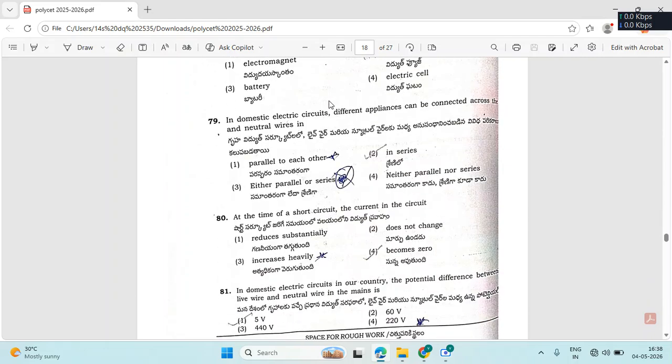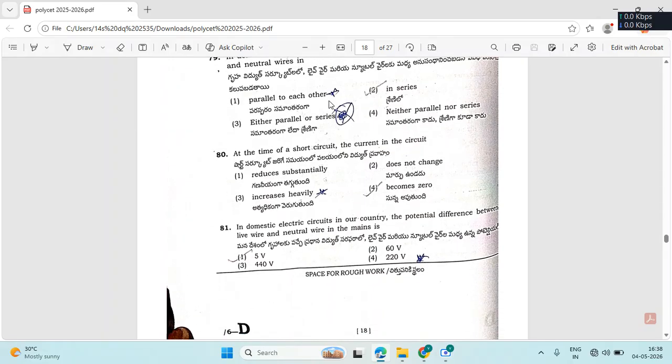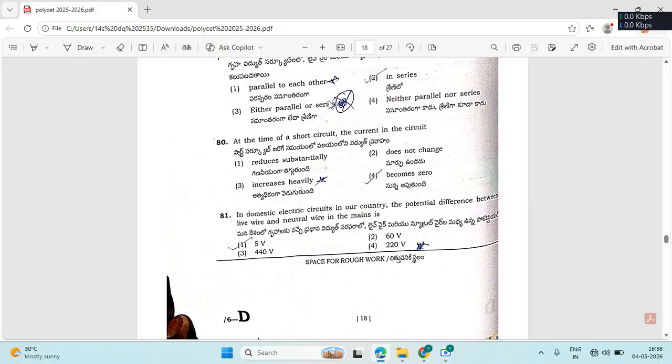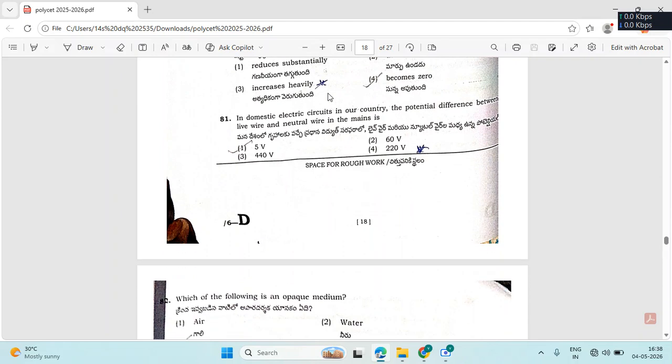In domestic electric circuits, different appliances are connected across the live and neutral wires parallel to each other, in series, either parallel or series, neither parallel nor series. The correct option is 1, and the answer is parallel to each other. At the time of a short circuit, the current in the circuit reduces substantially, does not change, increases heavily, becomes 0. The correct option is 3, and the answer is increases heavily.